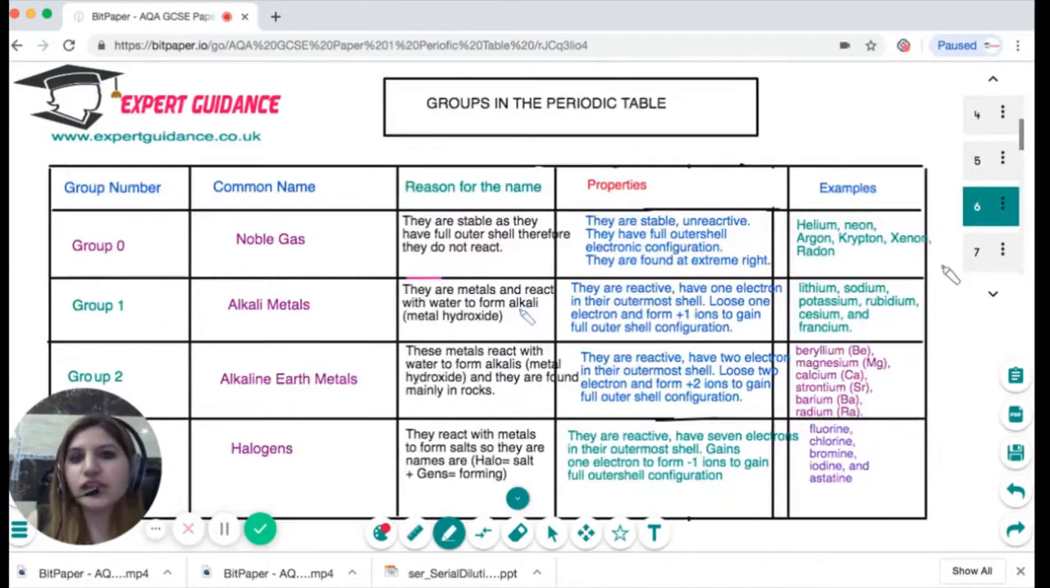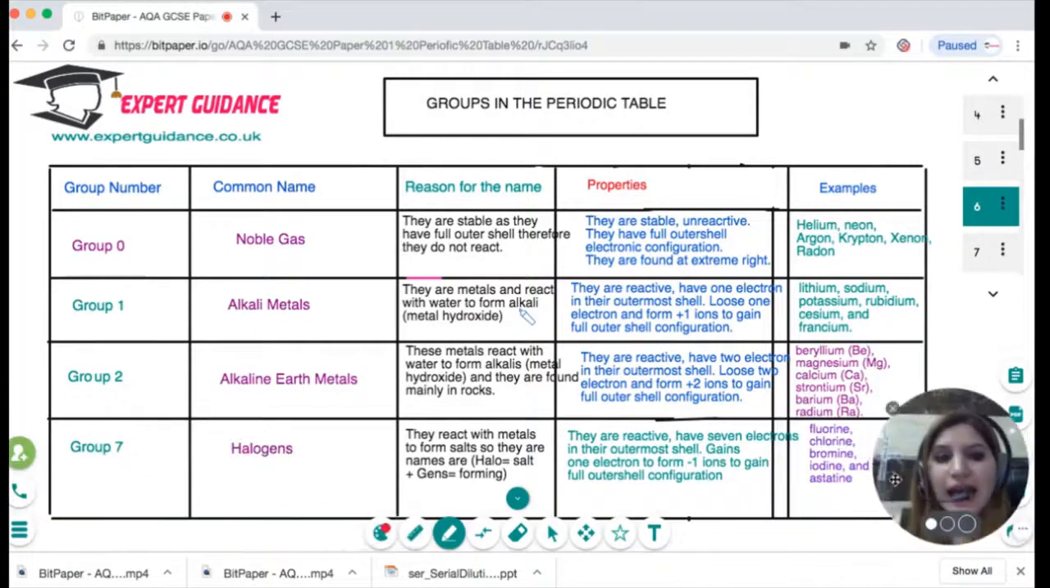Okay, so now let us see, as I told you, the common groups, and you need to remember what these group numbers are known as. So groups 0, 1, 2, and 7 are what you should know. Group 0 is noble gas, group 1 is alkali metal, group 2 is alkaline earth metal, and group 7 is halogens.